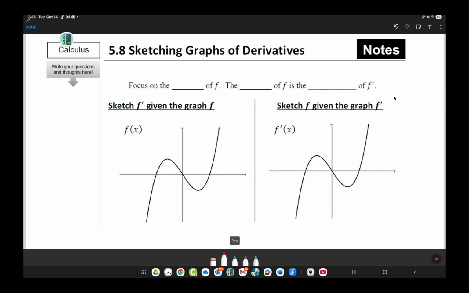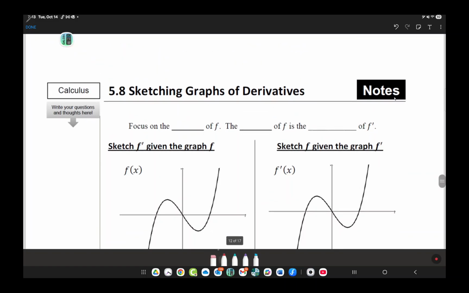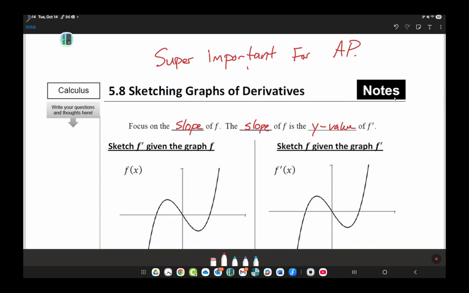Now, the idea here is, again, just make sure you do note this is super important, especially if you're taking the AP exam. All right. So we're going to focus on the slope because, again, if I'm trying to graph the derivative, what I'm looking for is the slope of f. Okay. Because the slope of f is the y value of f prime.